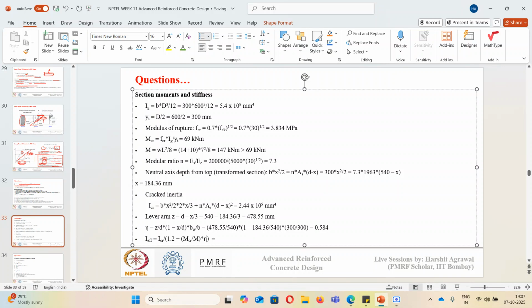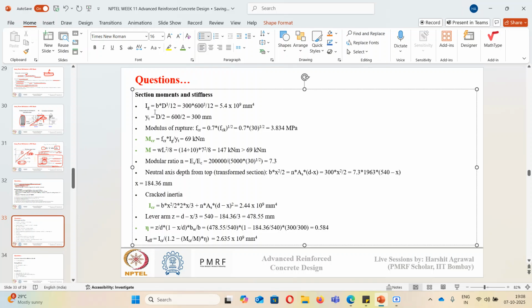Now we know the value of eta, we know Mcr, we know the moment that is actually acting, and we know the cracked moment of inertia, so we can calculate the effective moment of inertia. You substitute all these values of Igr, Mcr, Icr, and eta in this formula. Okay, you will get I effective as 2.635 into 10 to the power 9 mm to the power 4. Okay, so this is how we approach the problem of how we calculate I effective.